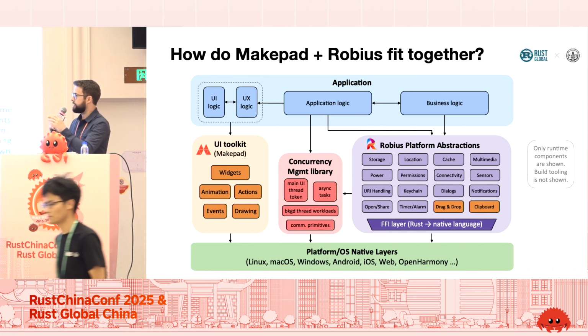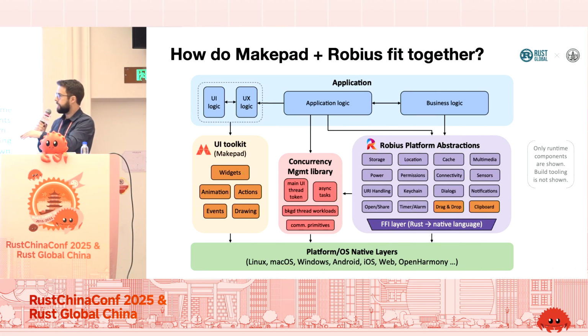Right, so as you can see towards the middle left side, Makepad, or the UI toolkit of choice, doesn't have to be Makepad, and the Robius platform abstractions sit in the middle underneath the application logic, the UI, the UX, and the business logic, and then they talk to the underlying platform.